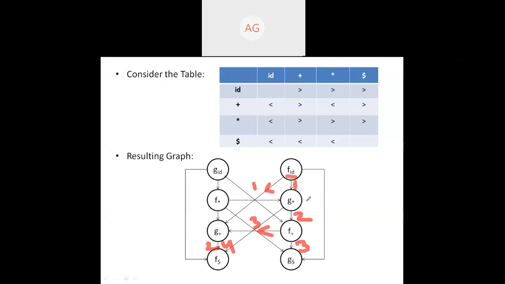So we need to write the entry FID. So from function F to ID we need to write like this, F and G functions are there, and this is the ID entry. So we can write 4 here because 4 is the longest path which is starting from FID.